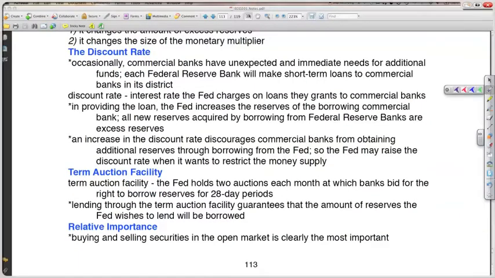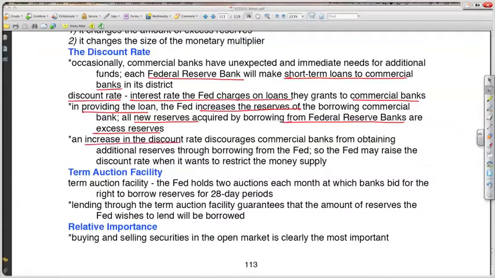All right, now the Fed can also use the discount rate. If a commercial bank really needs a loan and can't get it from another bank, the Federal Reserve Bank can make a short-term loan to the commercial bank. And when it does, it charges interest at this discount rate. So it's the interest rate that the Fed charges on loans it gives to commercial banks. When they provide the loan, this increases the reserves of the commercial bank. Thus, they become excess reserves, because all new reserves that they get from the Federal Reserve don't need a reserve ratio applied to them. It just becomes excess reserves.